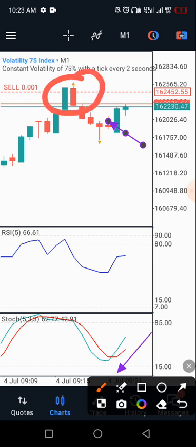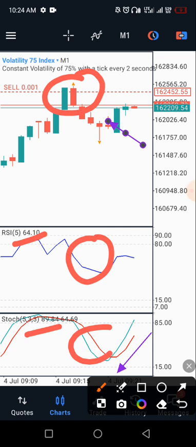The reason was because of the RSI indicator and the stochastic indicator. Before the end of this video, I'm definitely going to share the settings to use to enter this trade, for the RSI indicator and the stochastic indicator.